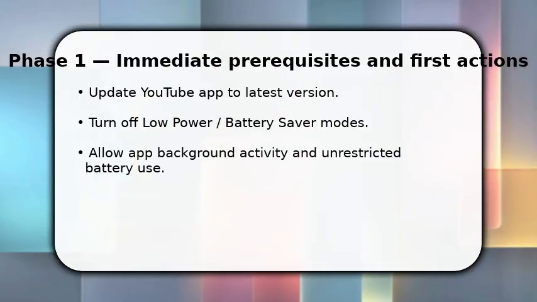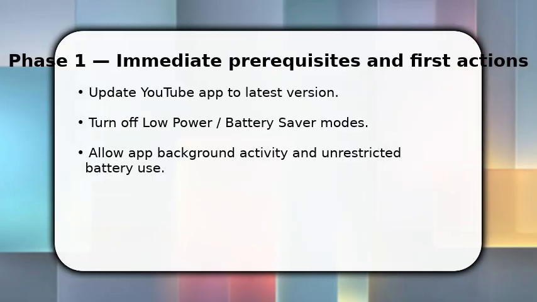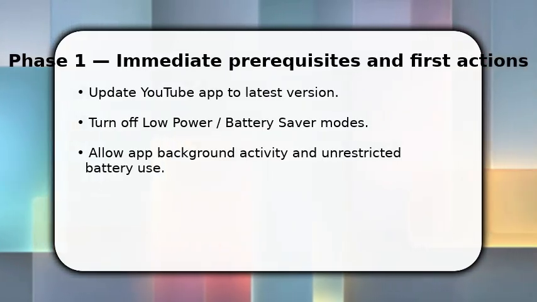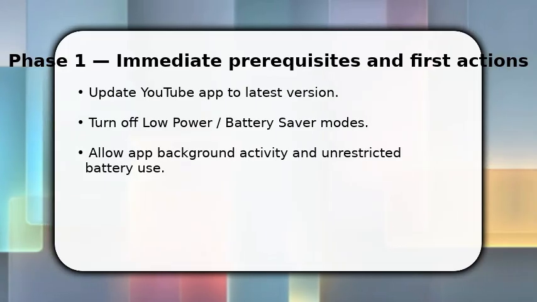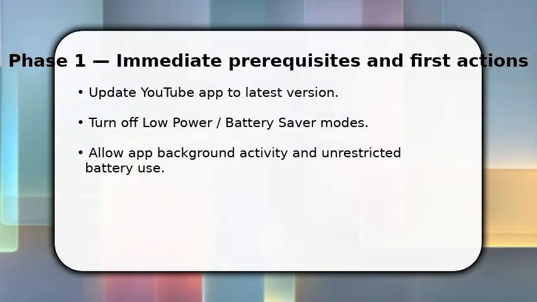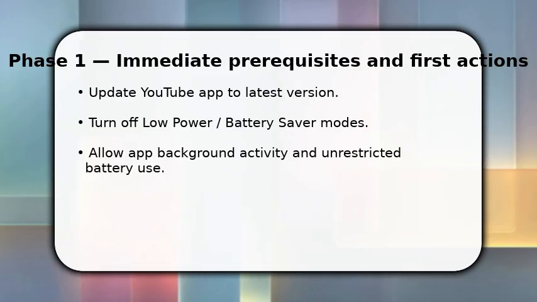You start by preparing the app and system. Update YouTube, then open System Settings. Once done, go straight to Apps → YouTube and grant background activity. Make sure battery optimization is off for YouTube.